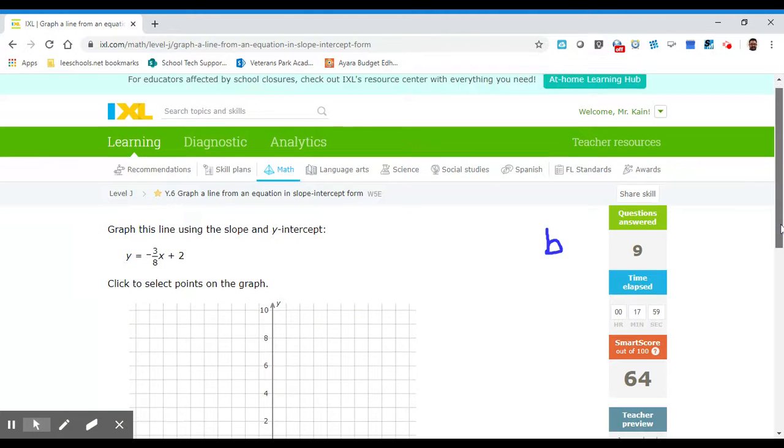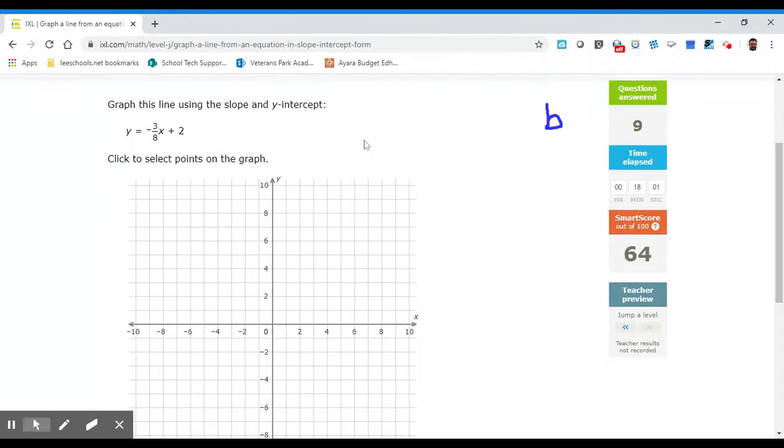Okay, let's do 2 more. So this one, we have a y-intercept of 2. So let's make a dot at 2. And then we have a slope of 3 over -8. So from here, we're going to rise 3: 1, 2, 3. And we're going to run -8: 1, 2, 3, 4, 5, 6, 7, and 8.